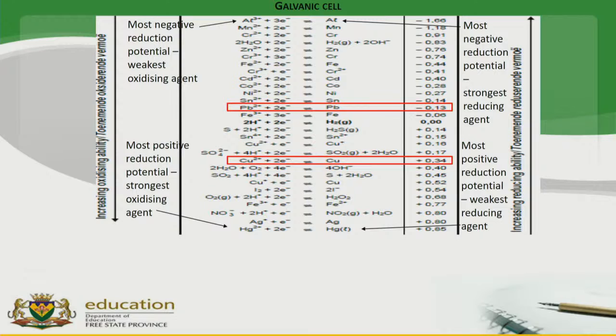What does that mean? Aluminium is up there on the right hand side, remember. Aluminium is up there and is followed by manganese.